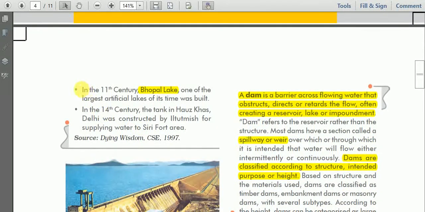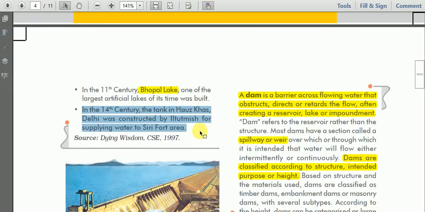Again, another point given here is that in the 11th century, Bhopal Lake, one of the largest artificial lakes of its time, was built. And the last point is that in the 14th century, the tank in Hauz Khas, Delhi, was constructed by Iltutmish for supplying water to the Siri Fort area. These are the evidences of how the ancient kings and people conserved and managed water.